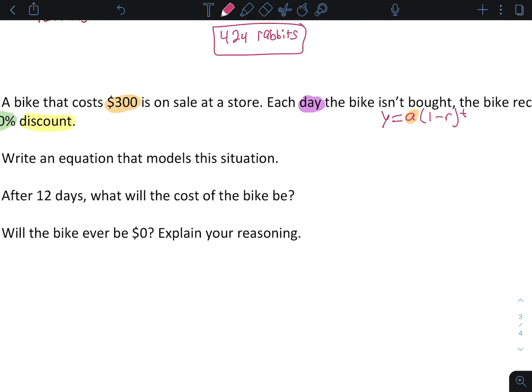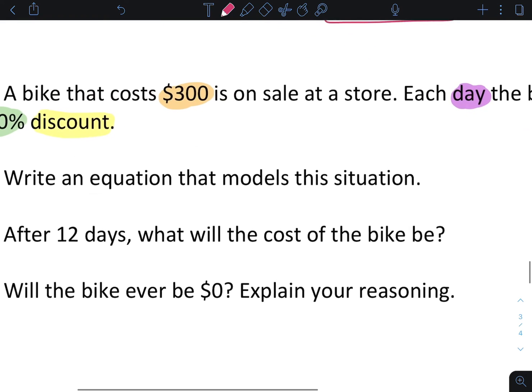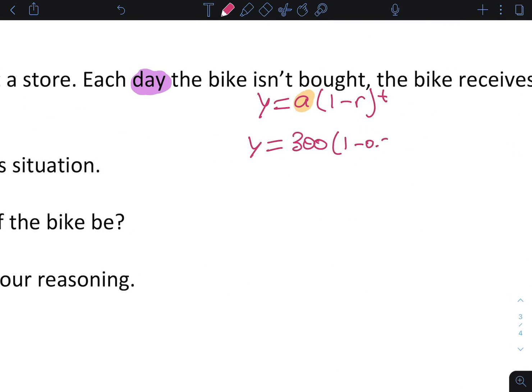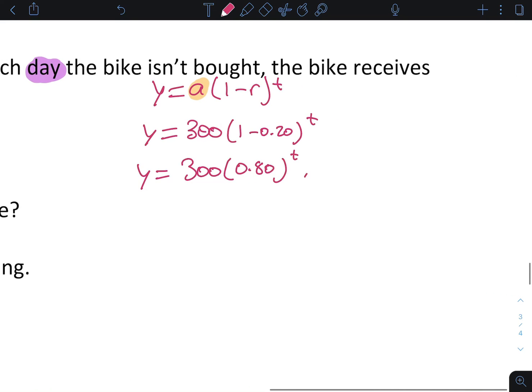So with this here, let's plug in what we know. Our A value is $300. Our R, which is the rate, is 20%. And reminder, 20% is going to be 0.20 as a decimal. And that's to the T. So here, Y equals 300 times, 1 minus 0.2 is 0.8, to the T, and the T is the time in days.